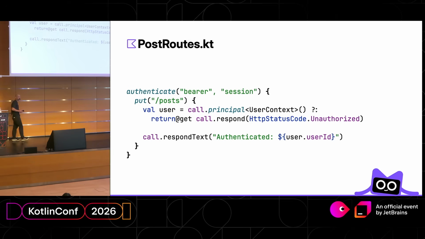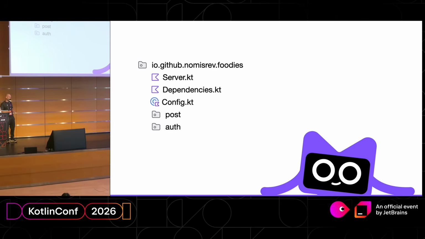To protect our route, we already wrapped it in Authenticate, and we can pass multiple authentication providers for securing this route. So we have set up our server, our dependencies, our routes. We've set up security. We've almost done everything. So now it's time to deploy our application.